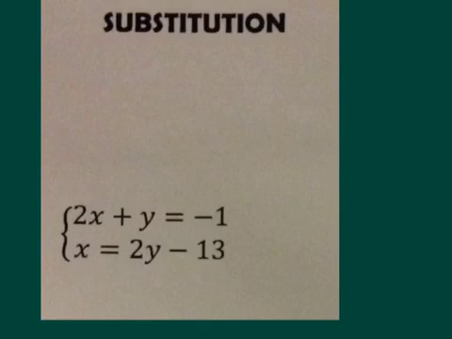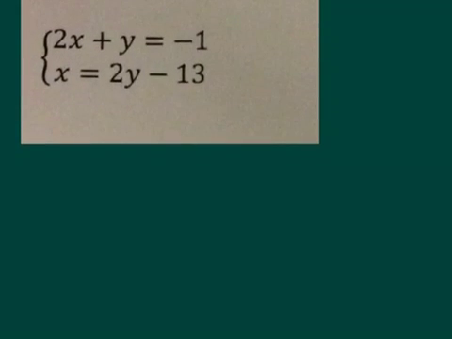Alright, I'm going to guide you through these next three examples. On the substitution page where it's folded into 3, we're going to start with the first one that says 2x plus y equals negative 1 and x equals 2y minus 13.